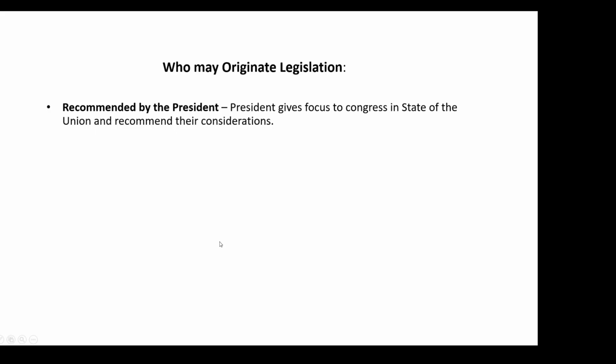So who can originate legislation? I think there were 3 that we discussed earlier. It can be recommended by the president, and you wonder what's the hoopla about the State of the Union. The State of the Union is the president's ability to let the nation and Congress know what his priority in the near future is going to be, what things he's going to be recommending for consideration, what he wants to do. So the president can recommend legislation through the State of the Union address.